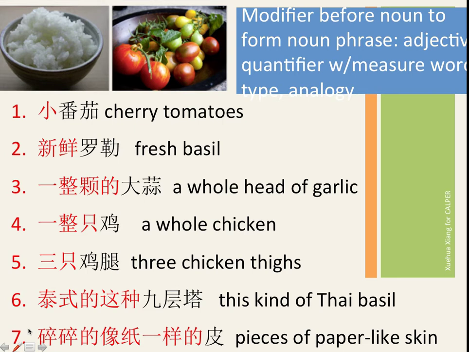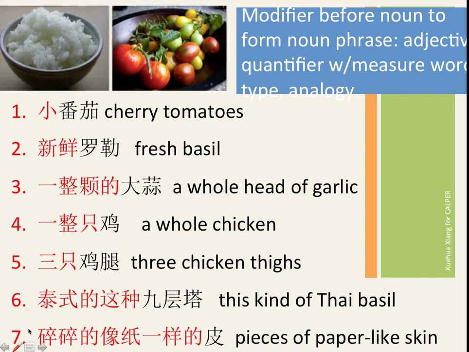Number 7, different kind of modifier where we have adjective 碎碎的, pieces, crumbling things, 碎碎的, 像纸一样的, like paper, the kind of things, 像纸一样的. You can remember this 像什么什么一样的 as a chunk, 像苹果一样的 like apple, 像桃子一样的 like peaches. 碎碎的像纸一样的皮. So garlic has those crumbly outside layers that's looking like a paper. That's kind of skin. 碎碎的像纸一样的皮.